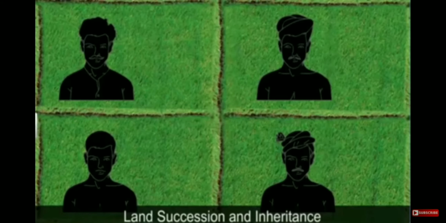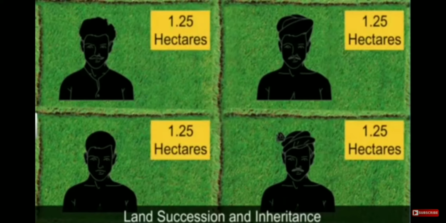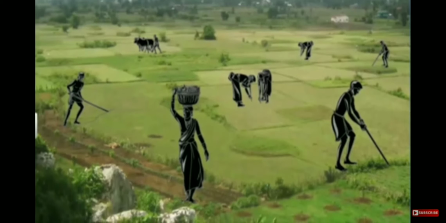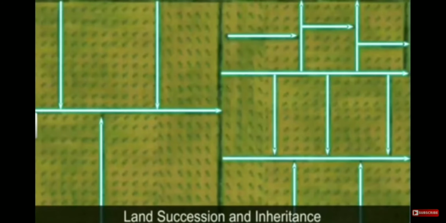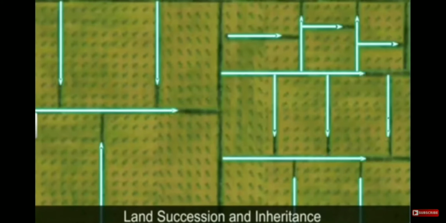Some years after Gobind's death, this land was divided among his 4 sons. Each one now has a plot of land that is only 1.25 hectares in size. Even with improved irrigation and modern farming methods, Gobind's sons are not able to make a living from their land. They have to look for additional work during part of the year.